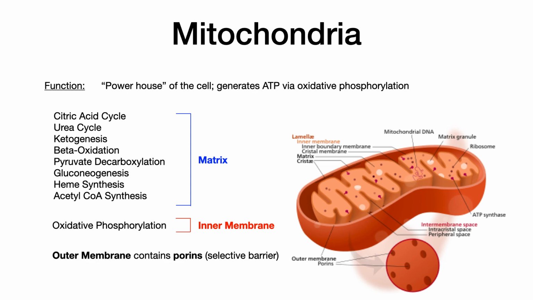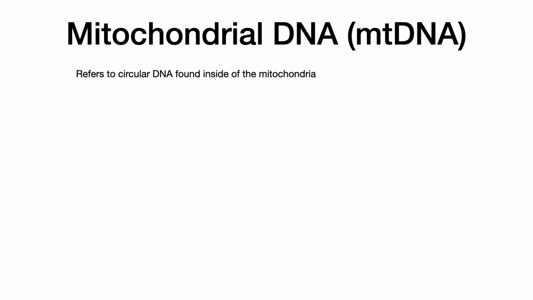And then the other thing to know about the mitochondria is that on the outer membrane, you have something called porins. These are a selective barrier that only let certain things into the mitochondria, because you have to be very selective about what gets in because of how important the mitochondria is. Now, what's really high yield for exams is mitochondrial DNA. You might see this written as mtDNA. That just means mitochondrial. This refers to circular DNA that's found inside of the mitochondria.